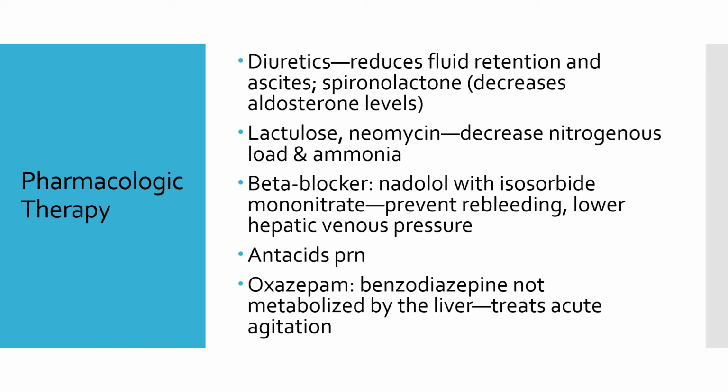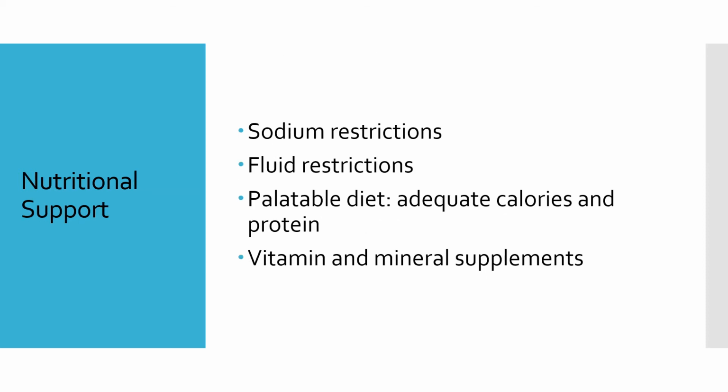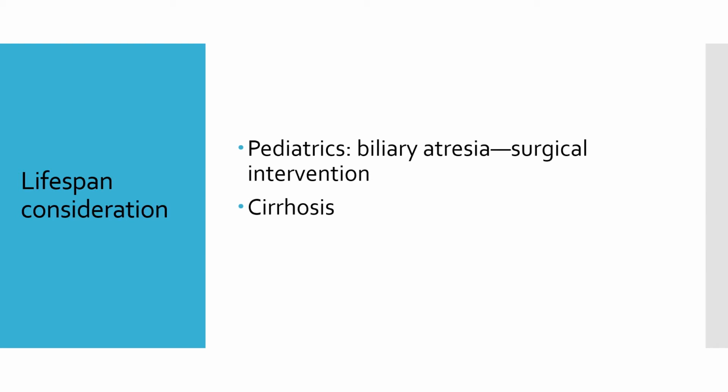Antacids are given PRN, oxazepam, which is a benzodiazepine not metabolized by the liver, and that helps to treat acute agitation in this client. Nutritional support includes sodium restrictions, fluid restrictions, palatable diet that offers adequate calories and protein, and vitamin and mineral supplements.